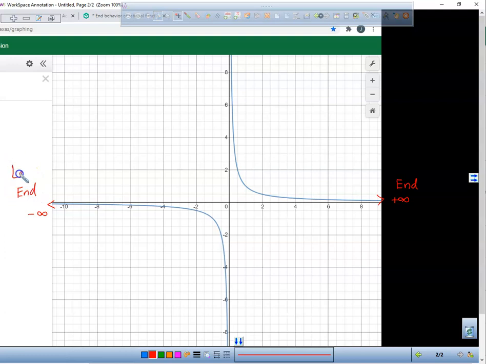So we call this left end behavior. You're not going to believe what this is called. You're right, it's called right end behavior. So there's left end behavior and there's right end behavior.